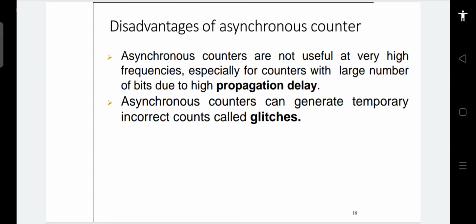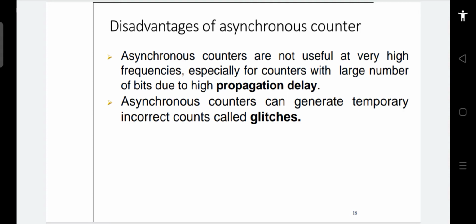delay means the time taken when you apply the input, and corresponding to that input, how much time it takes to generate the output. As soon as you apply the input, the output will not change instantaneously. It will take some time. The time taken depends upon how many gates you are using in between to process that signal.